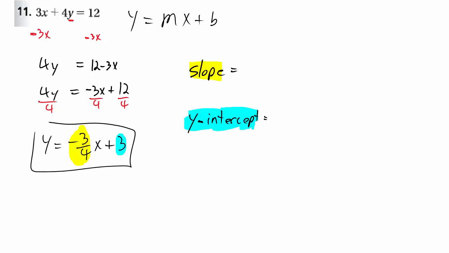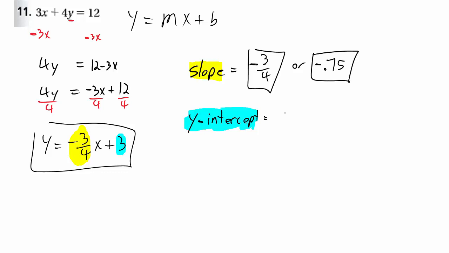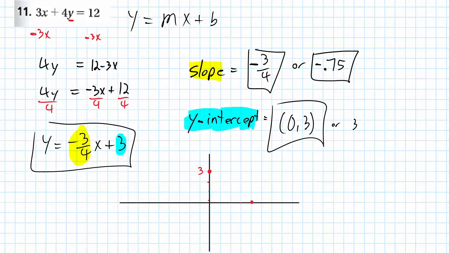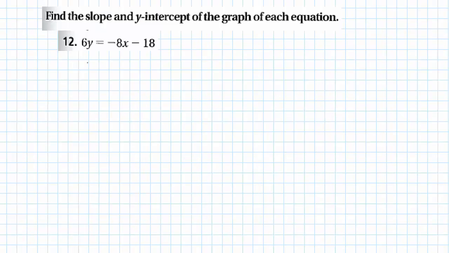Once it's in slope-intercept form, the coefficient of the x is the slope, and then the number that's off by itself is the y-intercept. Again, you can graph this if you want. We're just asked to identify the slope and the y-intercept, but you can see exactly what the slope is and what the y-intercept is if you graph it.